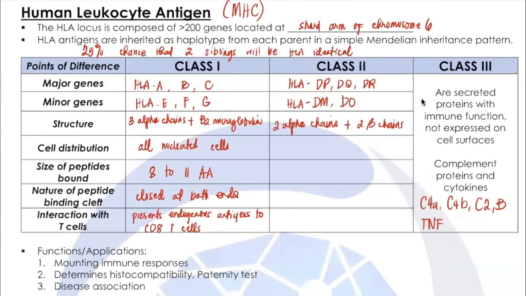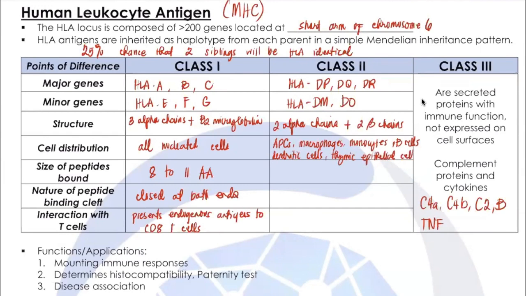Now, if class 1 are found in all nucleated cells, our class 2 antigen is only found in antigen-presenting cells. So nakikita sila sa ating mga antigen-presenting cells, sa ating mga macrophages, monocytes, ano pa ba? B cells. Di ba kanina? Yung developing B cells, merong MHC class 2. We have our dendritic cells, kasi this is also an antigen-presenting cell. And we have our thymic epithelial cells.